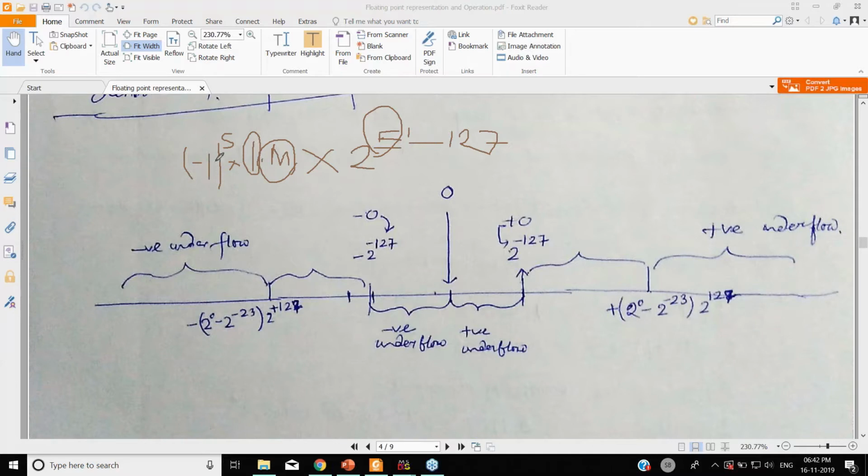The value is minus 1 to the power 0, which is equal to 1, into 1, into 2 to the power minus 127. Even though you put e dash equal to 0 and m equal to 0, what is its actual value? 1 into 2 to the power minus 127. There is a special representation for 0. And these values, this underflow and values, are actually not representable in floating point number. What is representable here is this portion.